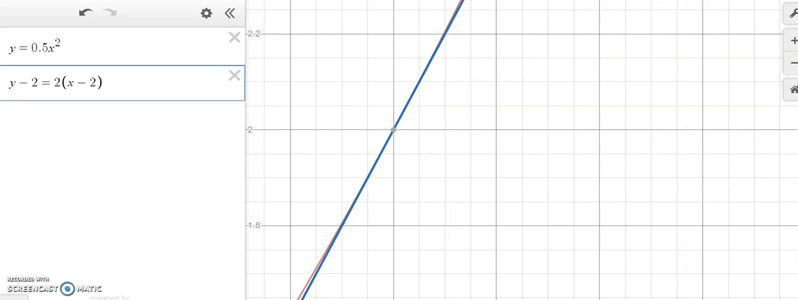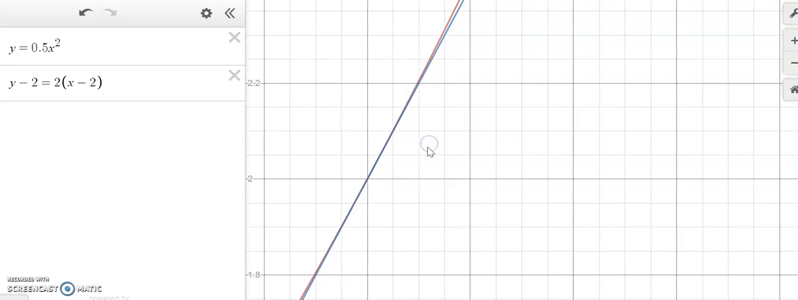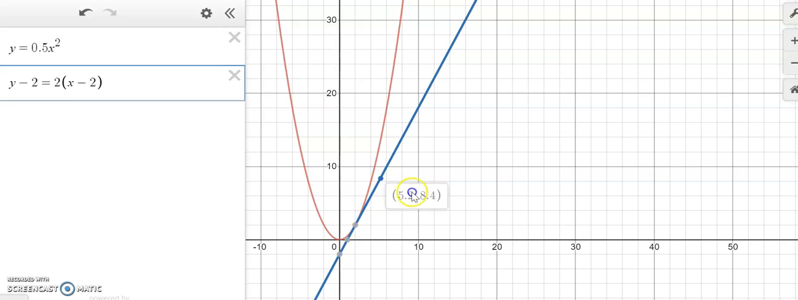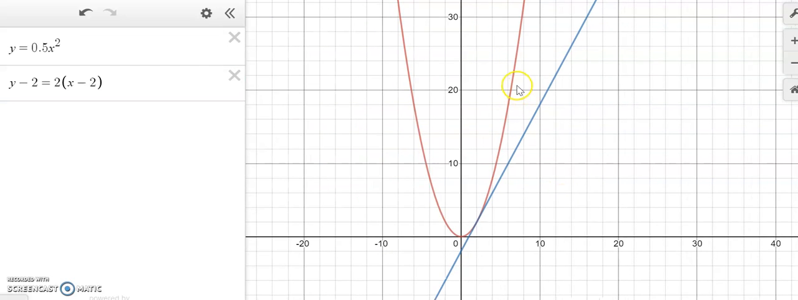Now, again, as I zoom out from there and go back, at any other point on this graph, say this point right here, this red curve's slope is definitely totally different from the blue line's. This red curve is much steeper. And if I go to the left side of the vertex, the slope on this side at any point is negative, whereas we know the blue line's slope is always positive.